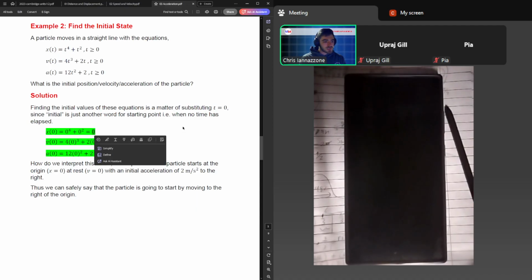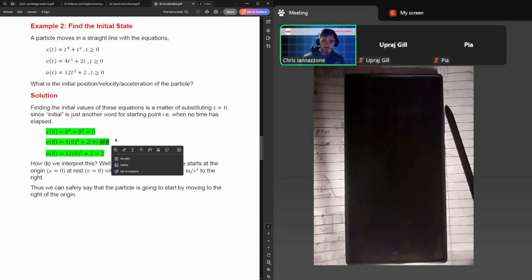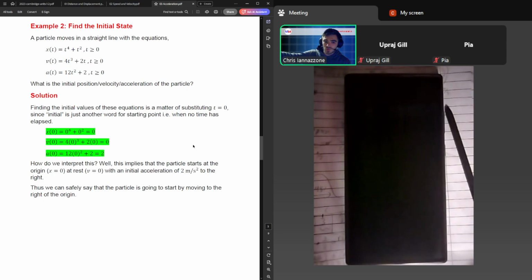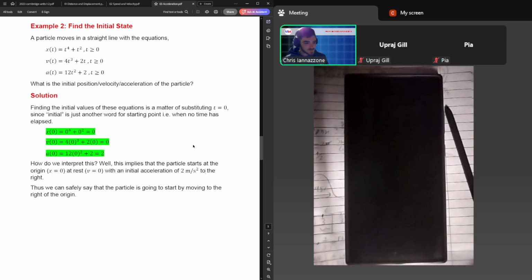Position being 0 means starting at origin. Velocity being 0 means starting at rest. Acceleration being positive, specifically positive 2, means that you are accelerating by 2 meters per second squared to the right. Remember, positive is always right and negative is always left. Or specifically, right of the origin and left of the origin. So when you put that all together, the particle starts at rest at the origin and is about to move right at an initial acceleration of 2 meters per second squared.